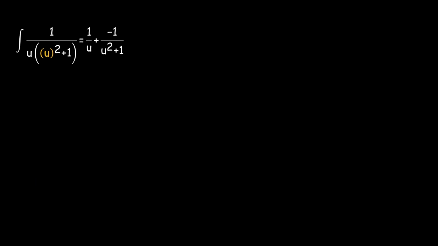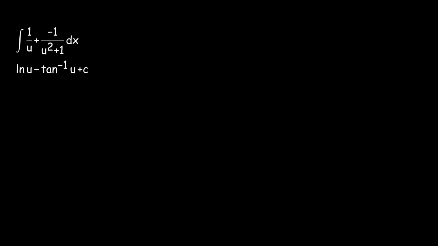Substituting the values of a, b, and c into our question, we'll have the integral of 1 over u plus the integral of negative 1 over u squared plus 1, which is the tan inverse function, right? Okay, the first one is actually the logarithmic function, so we're going to have natural log of u minus tan inverse of u plus c. But remember, u was 2x over root 7, which will be natural log of 2x over root 7 minus tan inverse of 2x over root 7 plus c.